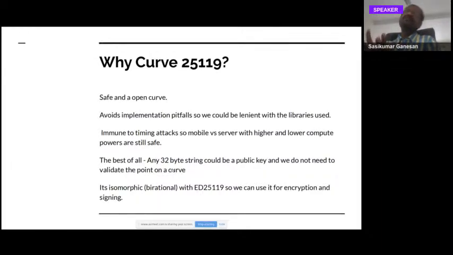And the best of all with this curve is the fact that the public key of this curve could be any random 32-byte string. So that way you can't take a public key and think, is this part of the curve? Any 32-byte string could be a part of this curve. That is a very unique property of this curve, and that gives us a very added advantage and an edge towards what we want to achieve in the anonymous layers and the cryptography layers. Okay, that is why it is curve 25519.